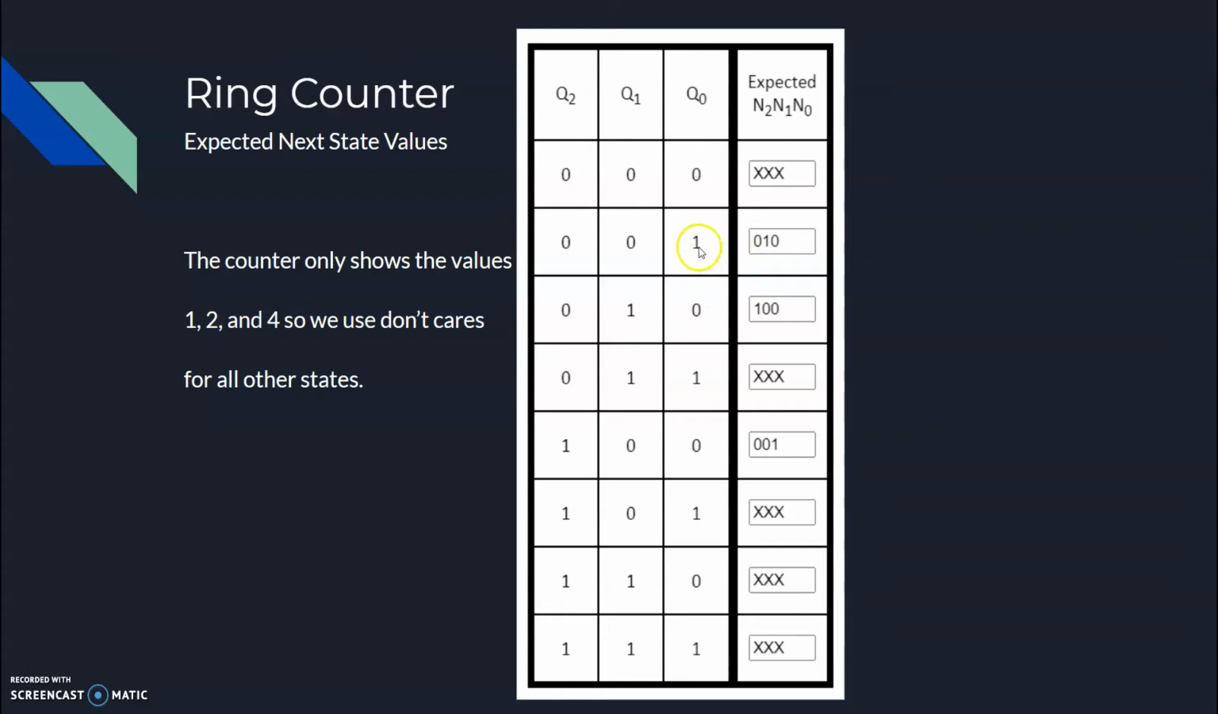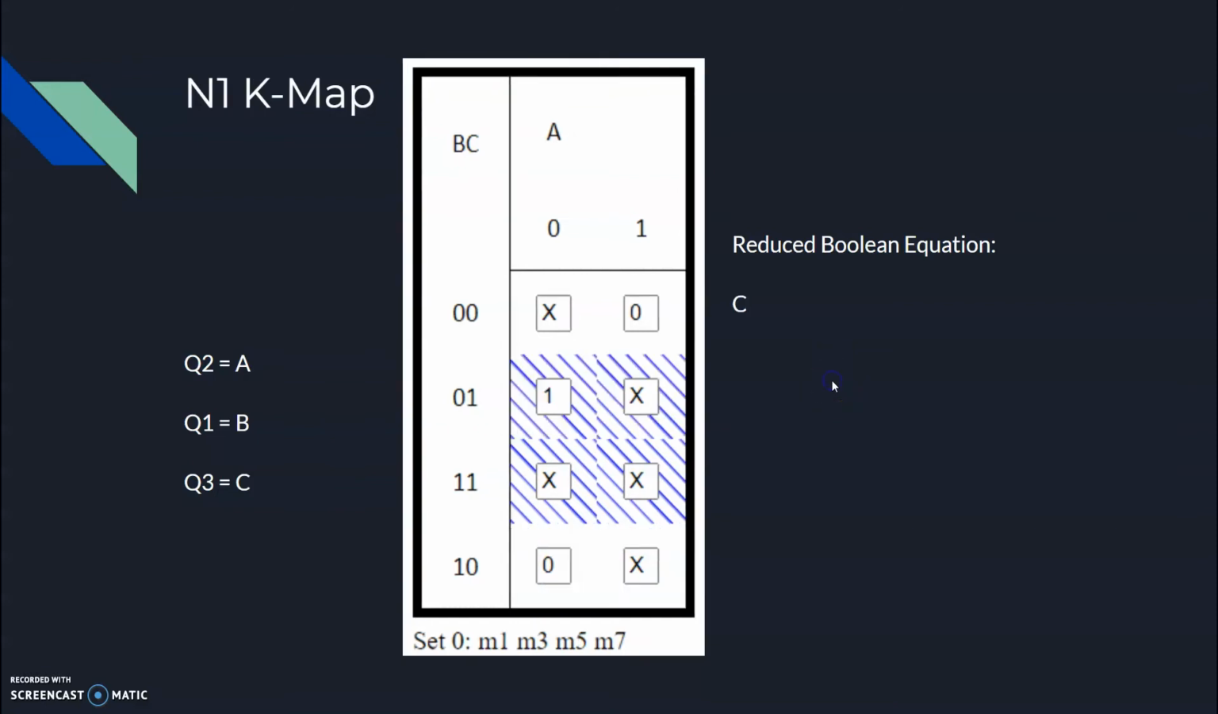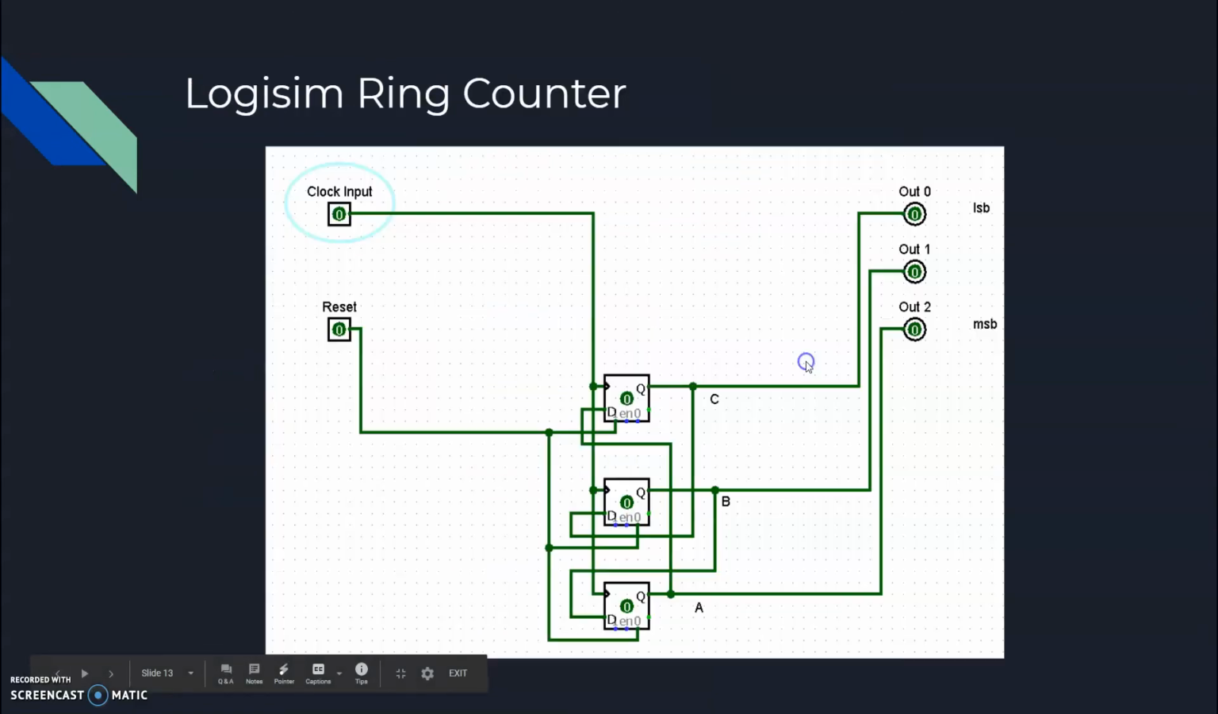So the next value that we will get from a binary 1 is a binary 2, and then the 2 will go to a 4, and the 4 will go back down to a 1. The K-map here has x's, which can be treated as zeros or ones to suit our needs. We treated these as a 1 to make the biggest possible loop, and that gave us the equation of B. This one did the same thing, gave us a C, and then the least significant bit, we did the same thing, but in a column, and that gave us A.